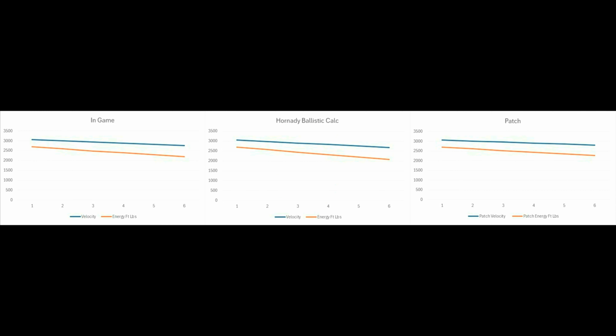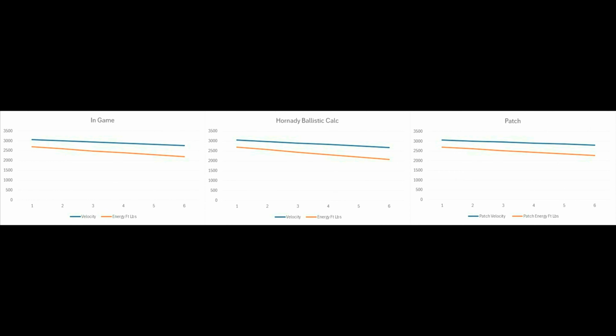All right. So this is the in-game data, the Hornady Ballistics calculator, and after the patch. The in-game data was before the patch. The patch is after they did the patch. Basically, the numbers on the bottom, the 1 through 6, that's actually 0 through 5, so 0 through 500 yards.